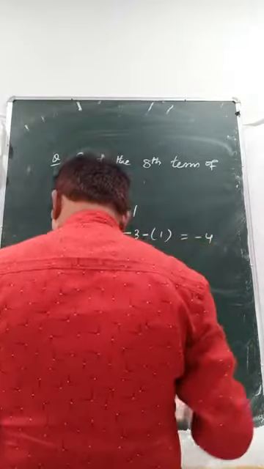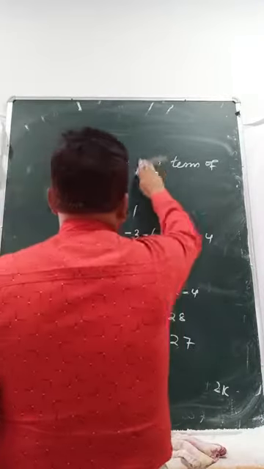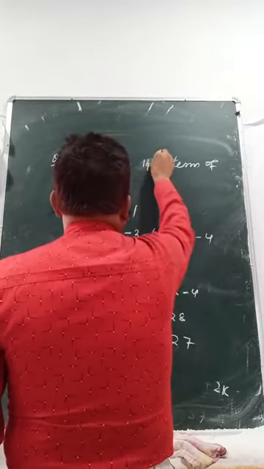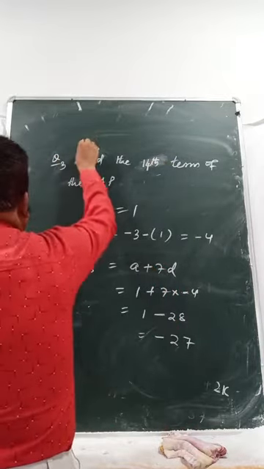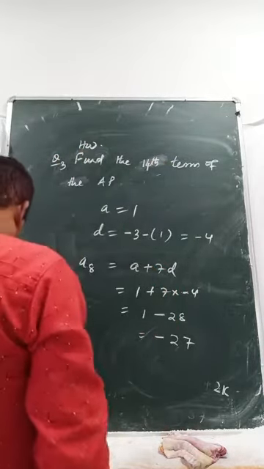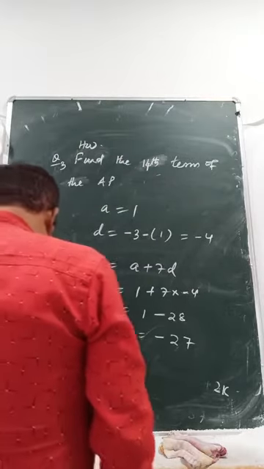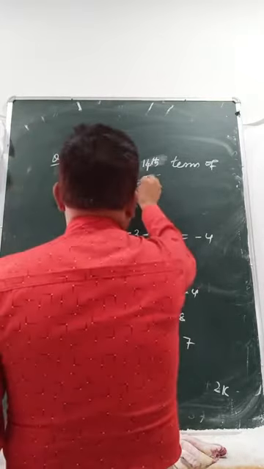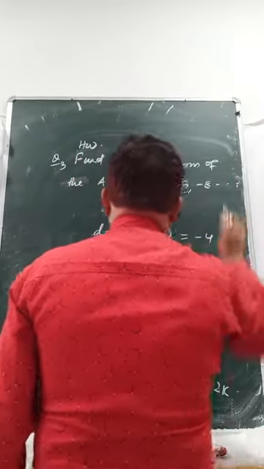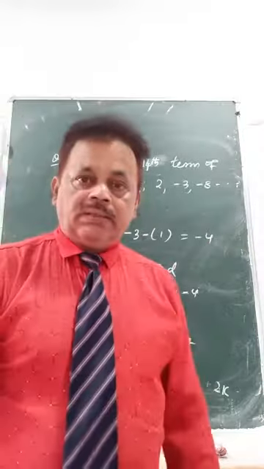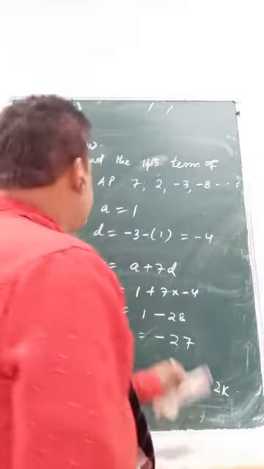You can try find the 14th term of AP. This is all for you. Find the 14th term of the AP: 7, 2, minus 3, minus 8, like this. You can do it? Okay, next question.